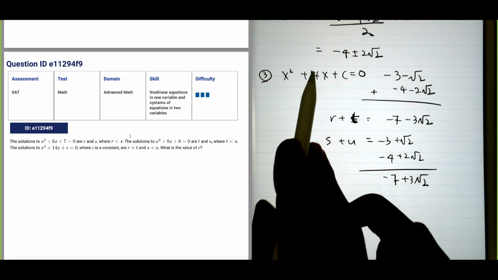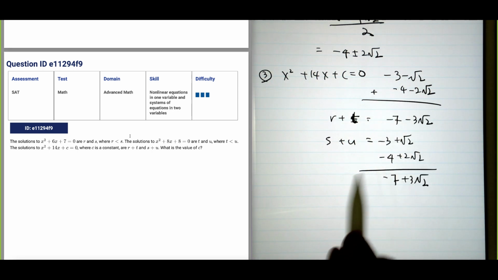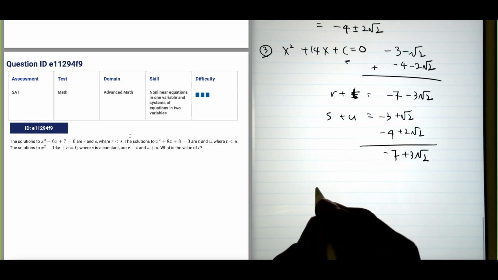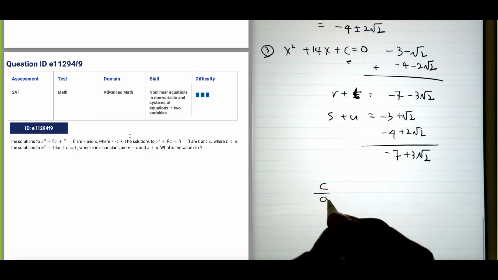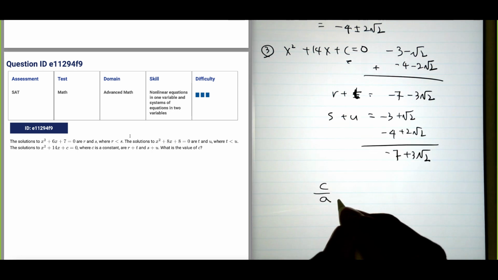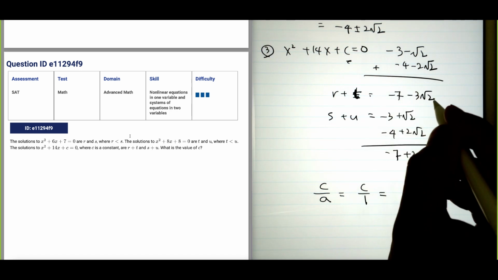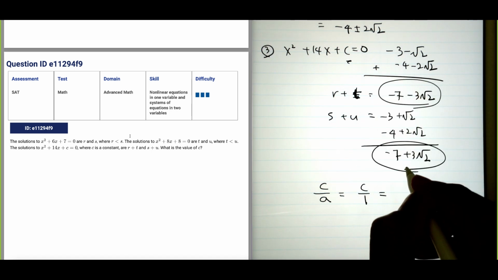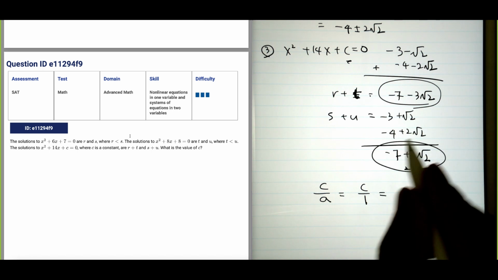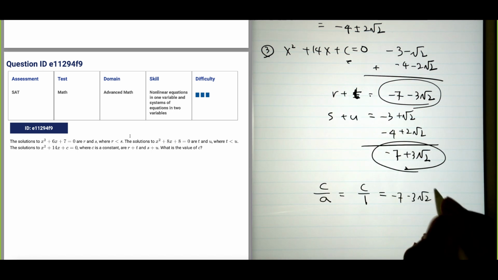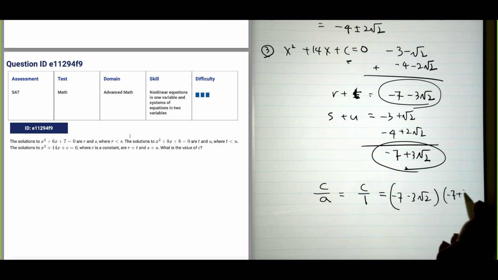Now if you were looking for b, I would add these two solutions and set that equal to negative b over a. But we need to find the constant here, and the fastest way is to use the formula c over a. We already know a equals 1, so it's really c over 1, which is equal to the product of these two roots, because that's what they told us. So negative 7 minus 3 radical 2 times negative 7 plus 3 radical 2.